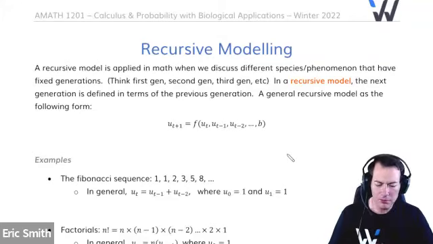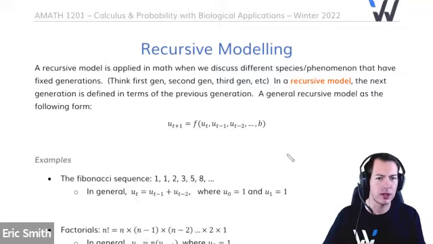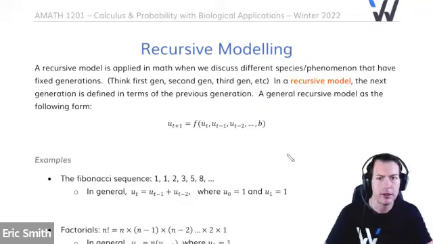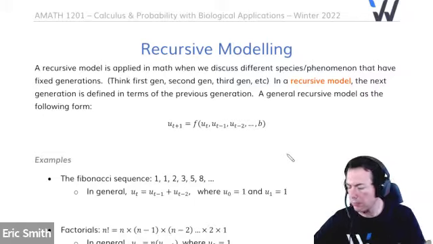In a recursive model, these are a very special type of equation. Essentially what we're doing is we're trying to define what's happening in the next generation in terms of a previous generation. So whatever's happening is immediately affected by what happened directly before it. Because it has this effect, then they take on a very special form.